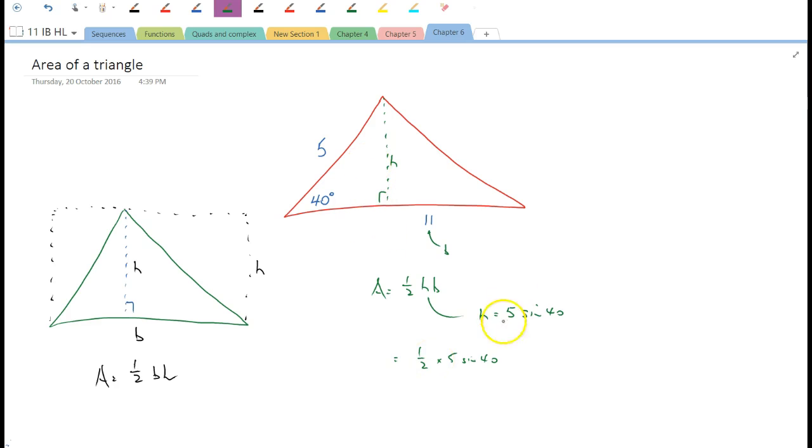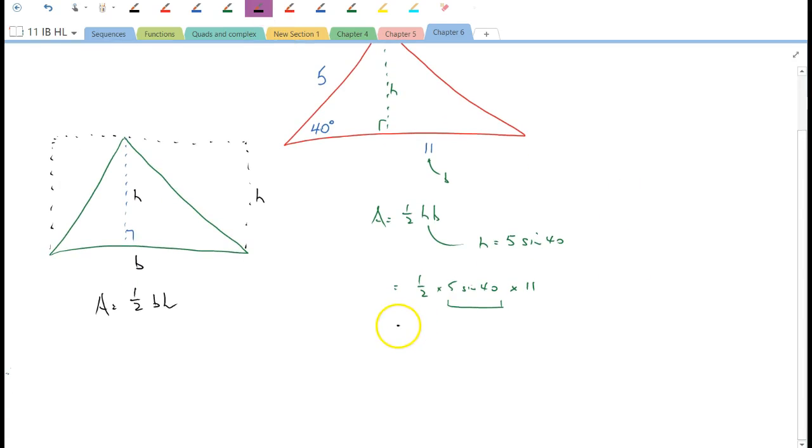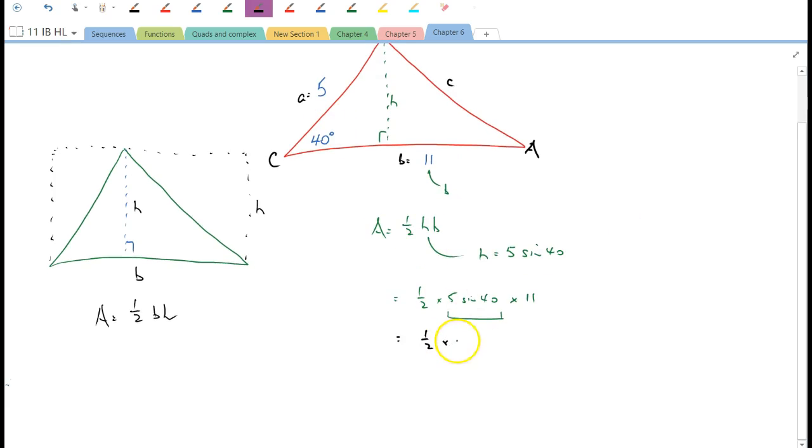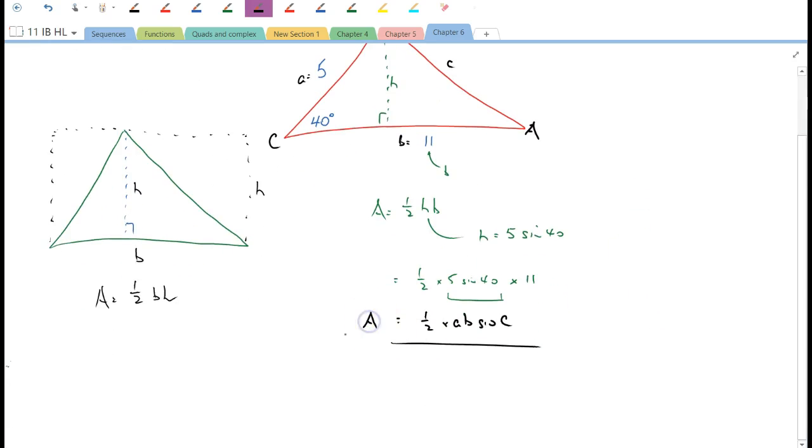So a half by h, which is 5 sine 40. I've still got to multiply that by the base, which is 11. Half times height times base. Now my height here is 5 sine 40. So we could write this as a half by, and let's just say that's side A there, and that's A and that's B, and this point here is C, those angles, then this is little a, and this is little b, and this is little c. Then we could say the 5 is an a, and the 11 is a b, and the sine 40 is sine C, and we've got ourselves a little formula, haven't we? Half ab sine C, and that is in fact our formula for the area of a triangle when we do not know what the height is.